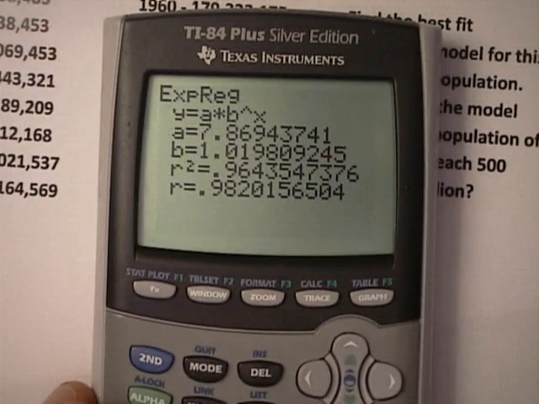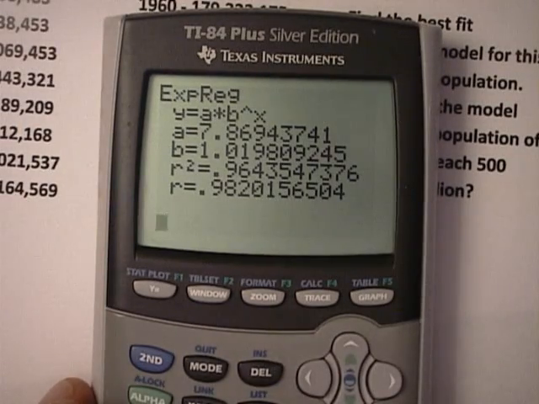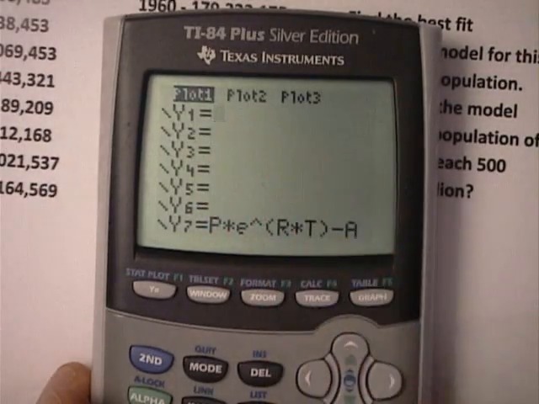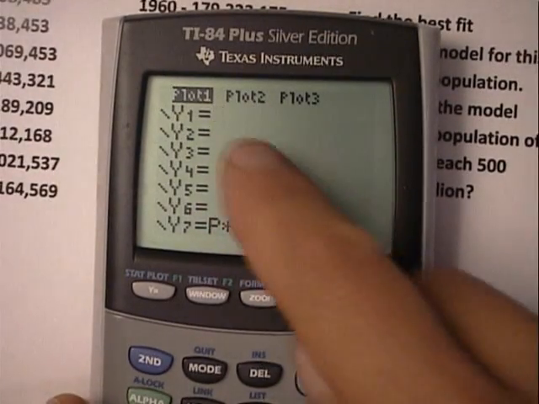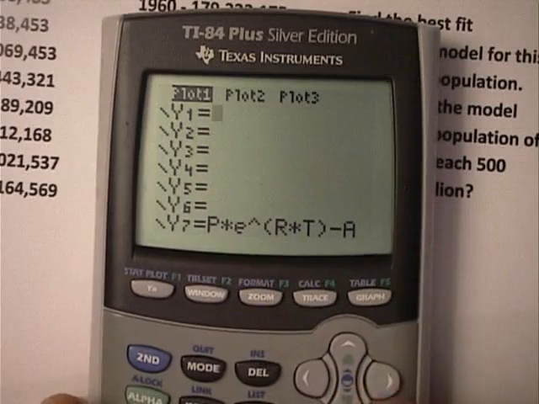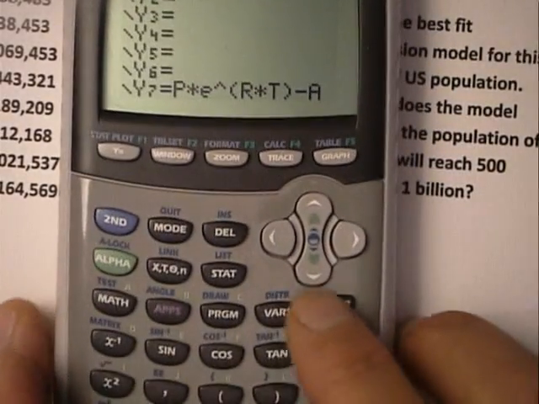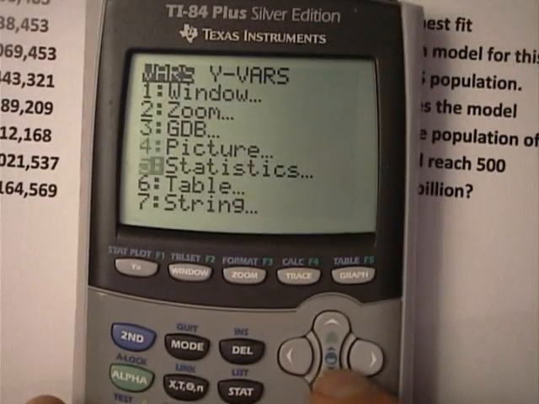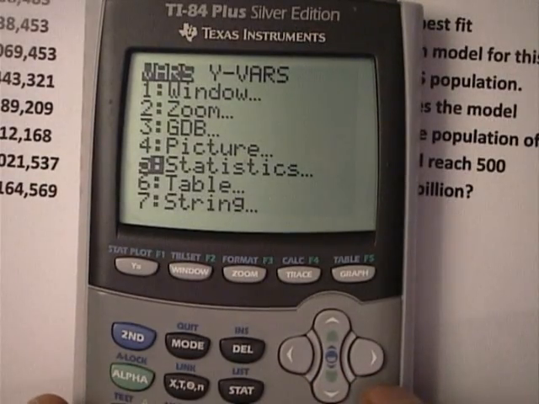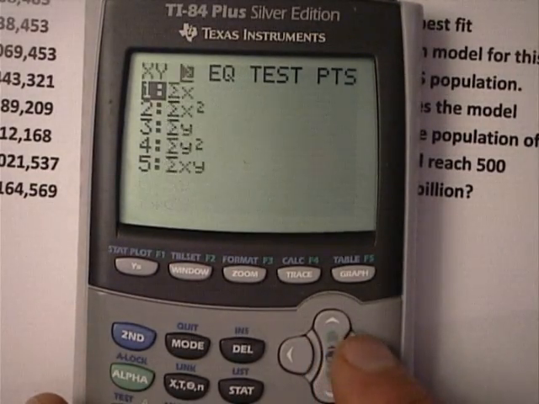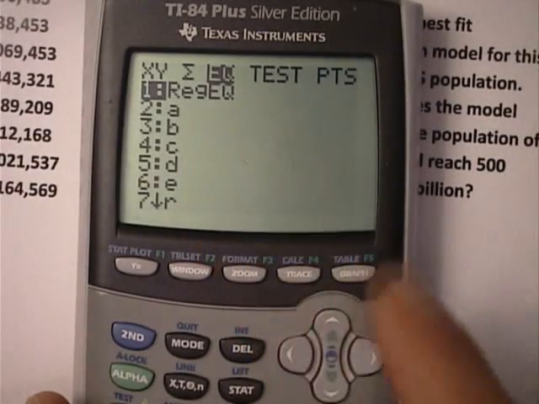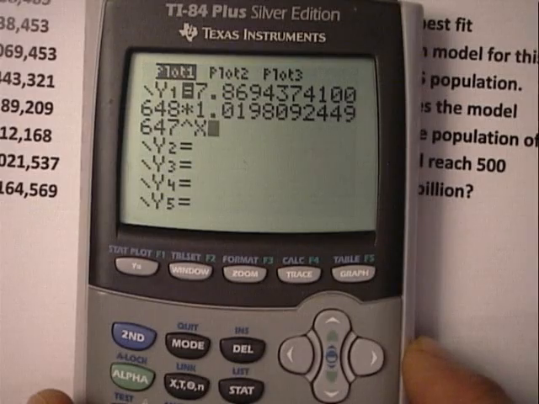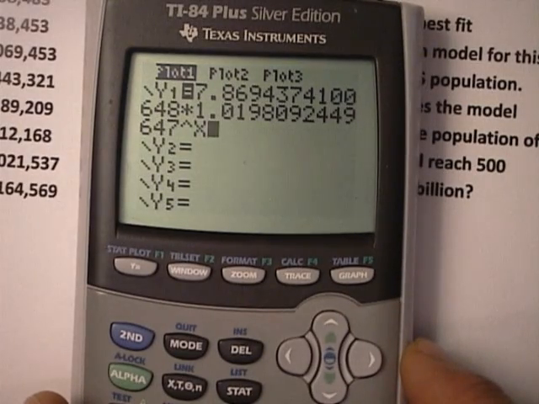So how can we do that? It's pretty easy. We go to y equals, clear out what's there, and then we insert the regression equation. So how do you do that? You go up to vars, and then you go down to statistics. You press enter. You go to the right to equations. You choose the regression equation, REGEQ, and it inserts the regression equation in there.